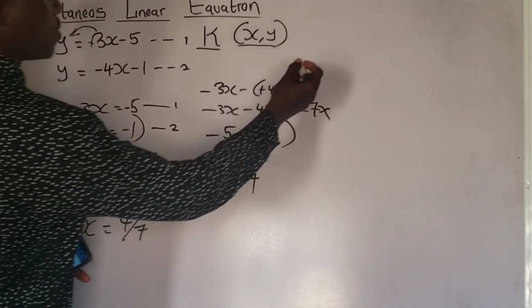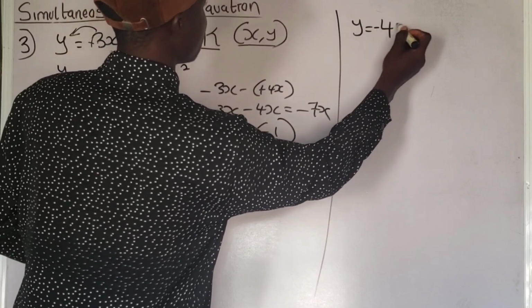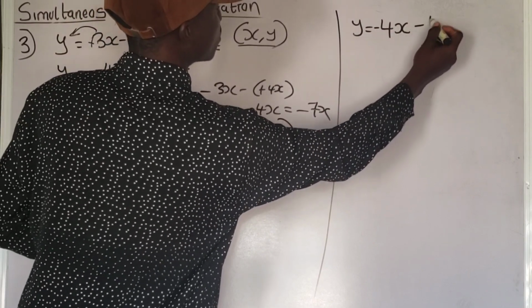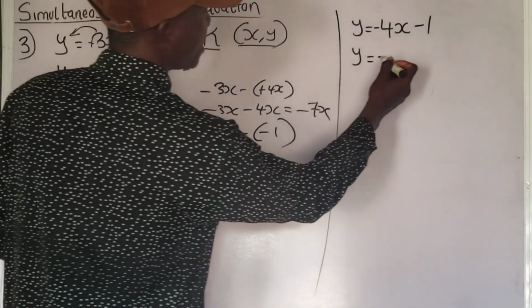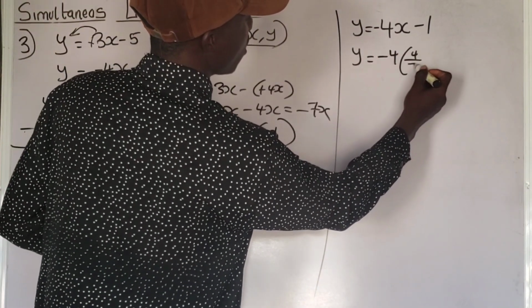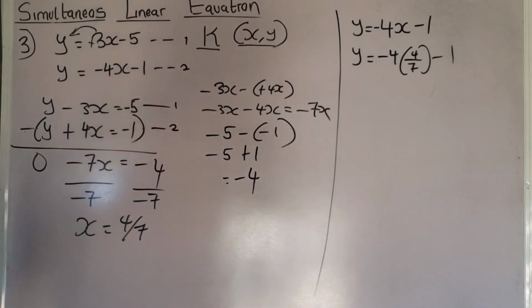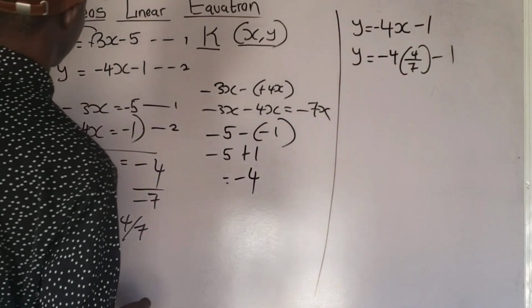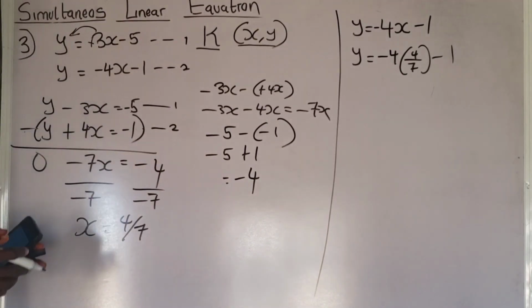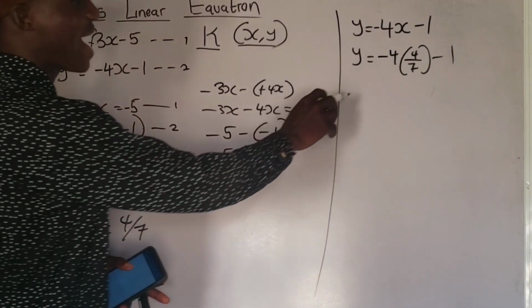Equation 2 is y equals negative 4x minus 1. So when x is 4 over 7, I'm going to have negative 4 into bracket 4 over 7 minus 1. What I did here is that, having gotten the value of x as 4 over 7, in order to get the value of y, I substitute x equals 4 over 7 into equation 2. And that's how I arrived here.